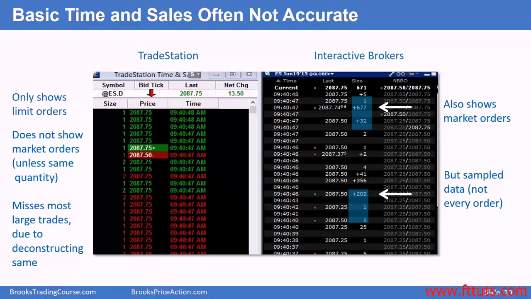Interactive Brokers does not show every trade. They only show sampled data. They're never clear to me on the phone what they mean by sampled data, so I don't know if they're showing every other trade that takes place, every third trade, or every fourth trade, but they're not showing every trade.